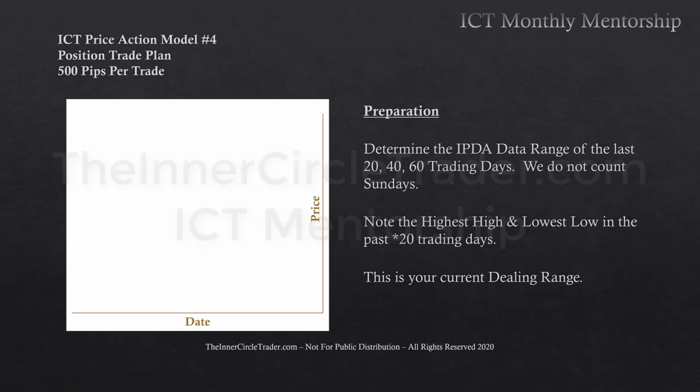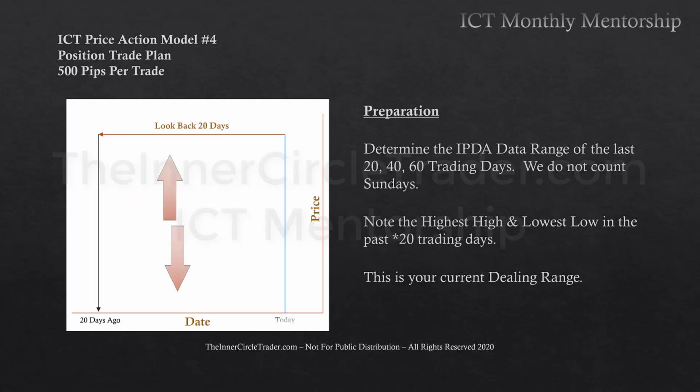So again, the date, whatever the day's date is, we count that day and look back 20 days, 40 days, and 60 days, and whatever that is, that's our IPTA data range. Again, 60 days is the furthest we'll go back, and we'll be looking for setups within that range. Highest high and the lowest low will give us that dealing range, and we will refer to it for our PD array matrix.